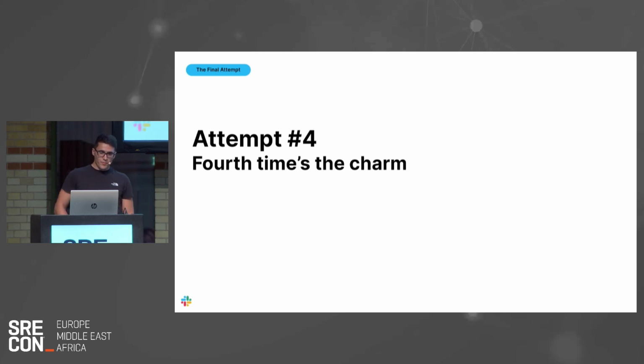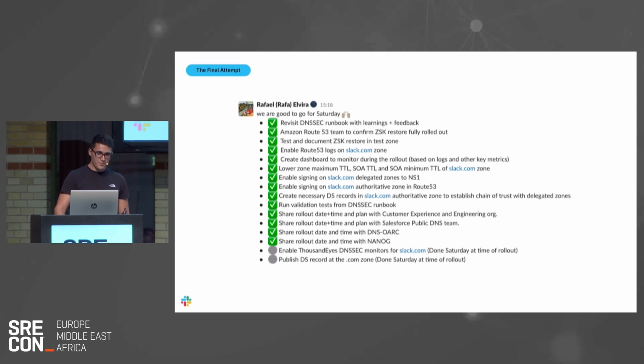So after all of this, we started planning for the next attempt, number 4, with the hope that this attempt would be the very last one. This is the last status update in the DNSSEC project channel, a few days prior to attempt number 4. I think this list is quite interesting, as it shows the various focuses that we had when planning for one of these attempts. The first one, I would say, is documentation and testing.